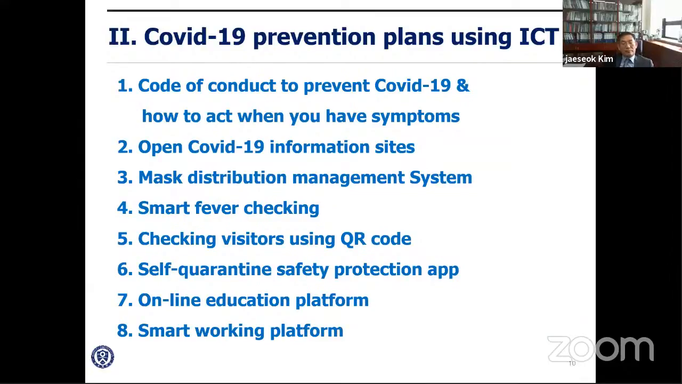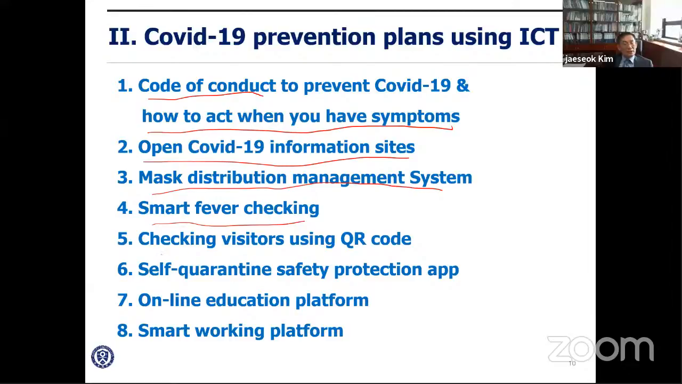Okay, the first category of ICT technology is the COVID prevention plans. I would like to present this one as 8 items. The first one is the code of conduct and how to act when you have symptoms. Second is the open COVID information website. Third is a mask distribution management system. Next are smart fever checking of visitors using QR code, a self-quarantine safety protection app, an online education platform, and a smart working platform.